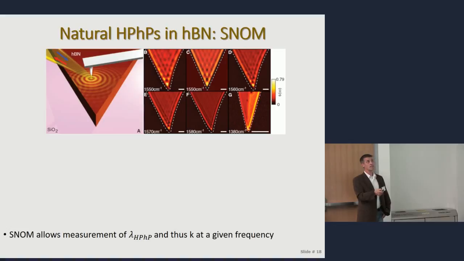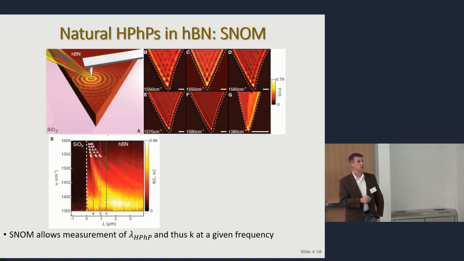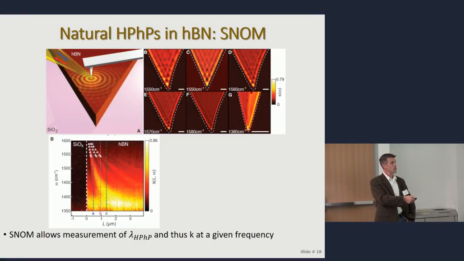So the first studies, again, we're going to go back to SNOM. This is from Dmitri Basov's group again. You can see these beautiful interference fringes that were created. These are the experiments. This is some simulations at different frequencies. And again, by looking at this periodicity as a function of frequency, you can map out that dispersion, right? So here, this is all these different frequencies they measured. Here's a function of distance, so basically from the edge in, what does this interference fringe look like?